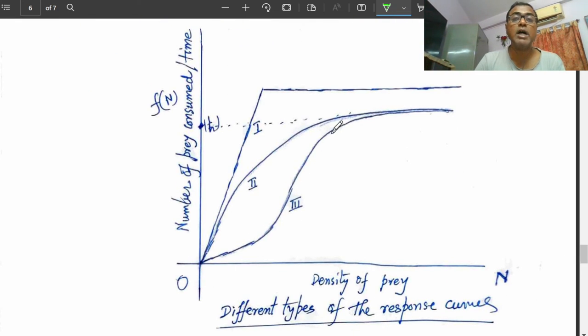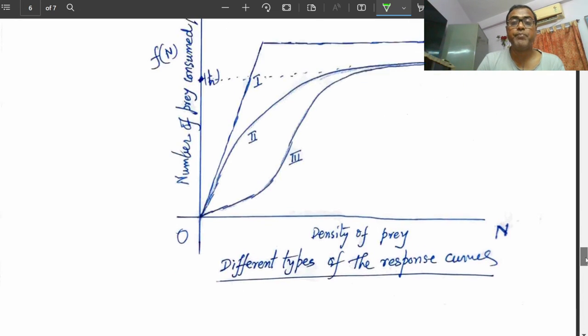Functional response curve is the sigmoid curve, and sometimes it is constant to 1 by h. This is the sigmoid curve, and these are the different types of response curves.